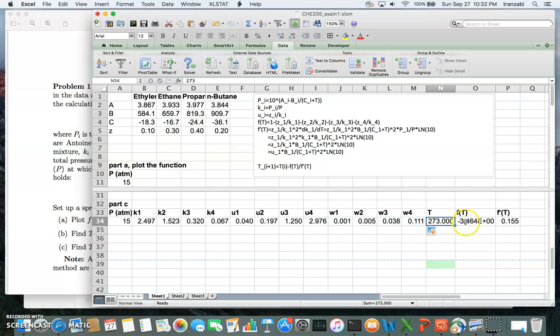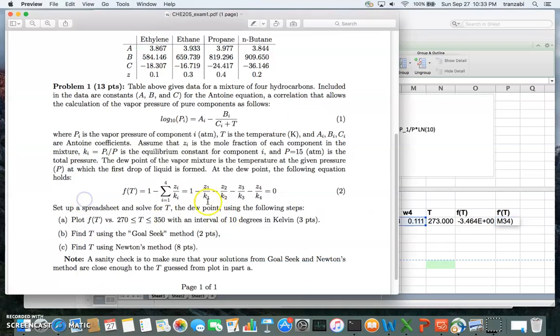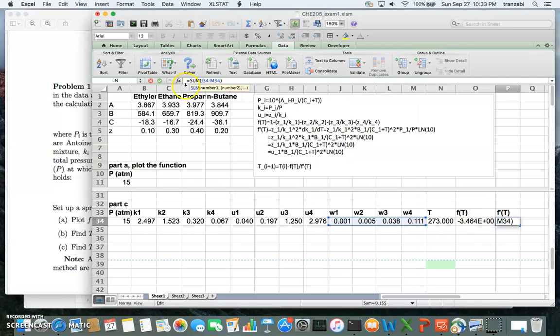Temperature, we don't change. f of t we calculated before. All we need is f prime, which is the sum of w1 to w4, because the derivative of this is w1, the derivative of this is w2, and so forth. The derivative of 1 is 0. So the derivative of f is just the sum of the w's, and that's what we have here. There we go. In Newton's method, the next t will be equal to the previous t minus f of t divided by f prime of t.